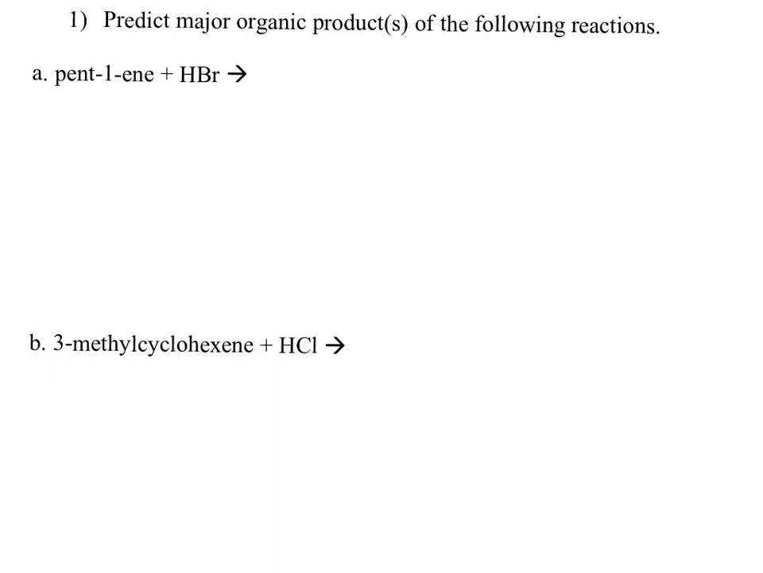So question 1, predict the major organic products of the following reactions. We have pent-1-ene reacting with HBr. So what I'm going to do to start this problem is draw out our structure of pent-1-ene. The 1-ene indicates there needs to be an alkene group starting at carbon 1. Pent there indicates the carbon chain is 5 carbons in length. So we're going to draw our 5-carbon chain in here. And then we're going to react it with hydrobromic acid, HBr.